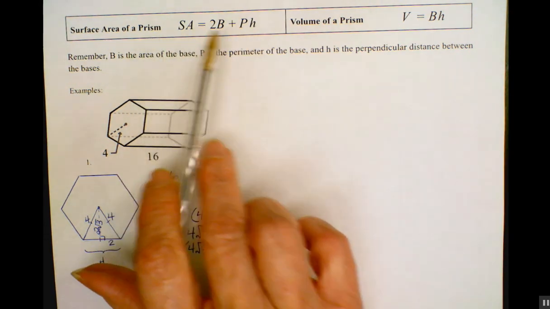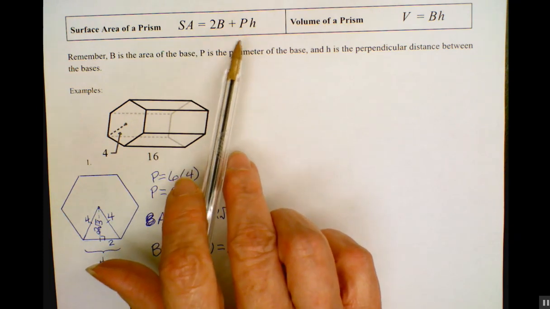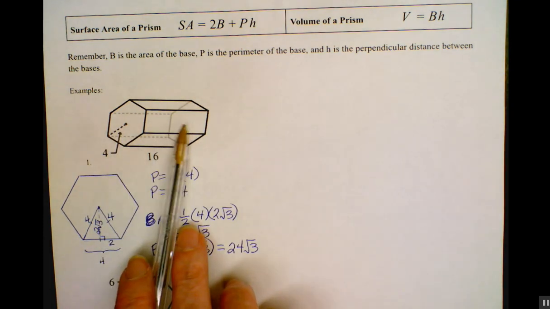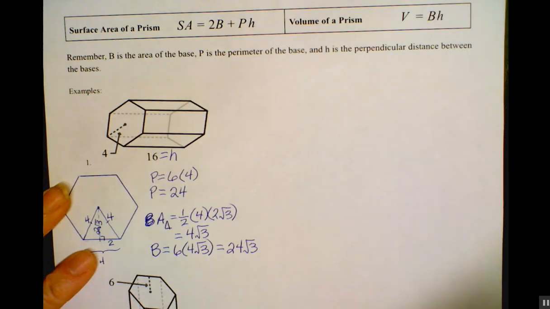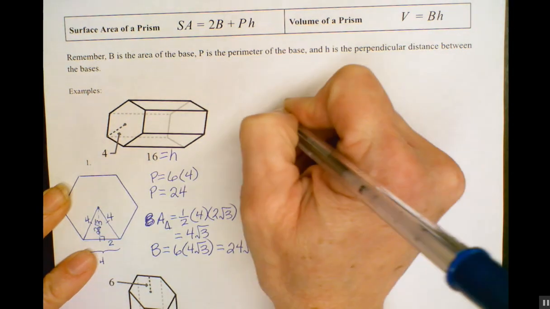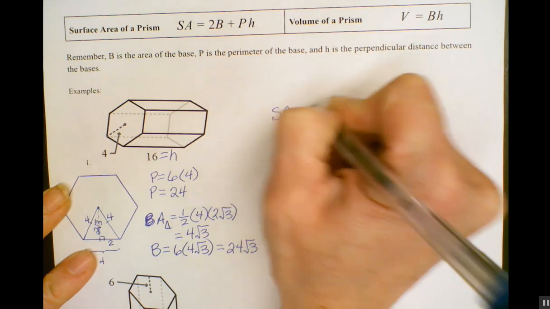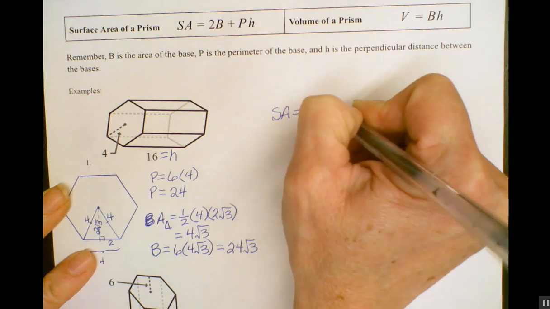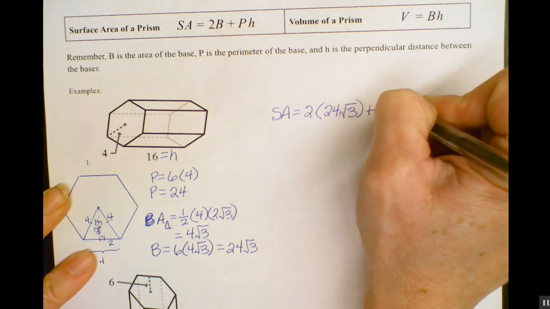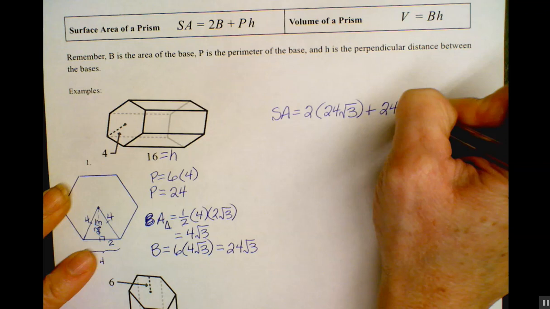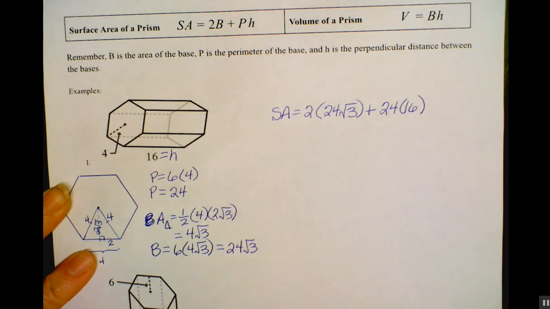Remember, in a prism, the height of the prism is the distance between the bases. So here the distance between the 2 hexagons makes the 16 our value of H. Now we find the surface area and volume. Surface area 2 times B, 24 square root 3, plus P times H. Calculator time. 2 times 24 square root 3, close that parenthesis, plus 24 times 16.